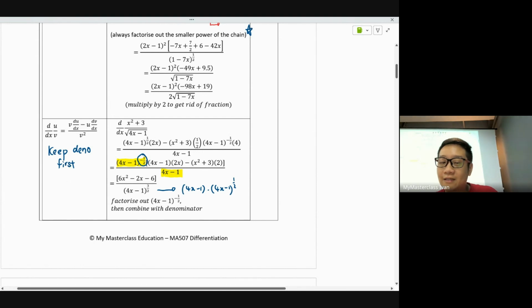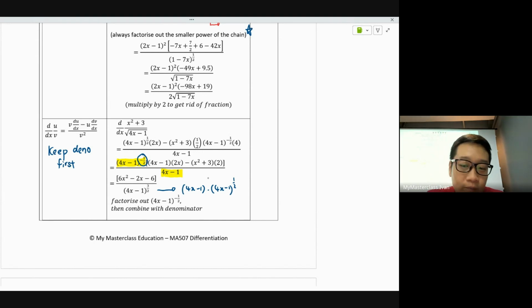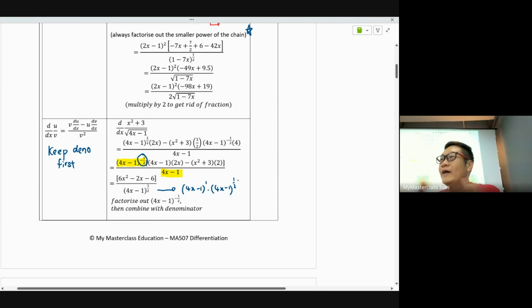That's how you get 3 over 2, understand or not? Because this whole bracket is like power 1 times power. When you times, the power will add. So that's why it became 3 over 2. Okay? Understand? So it's chain rule and product rule.